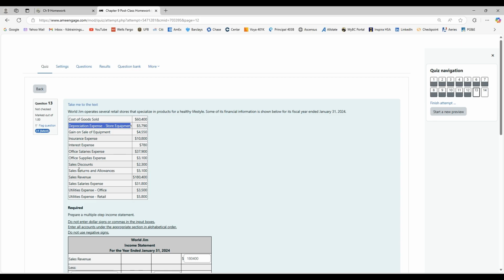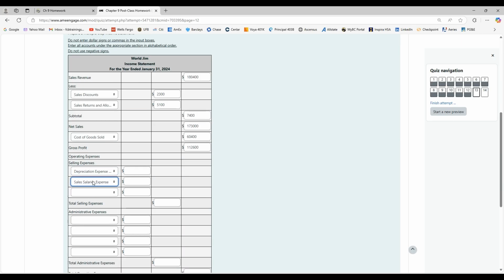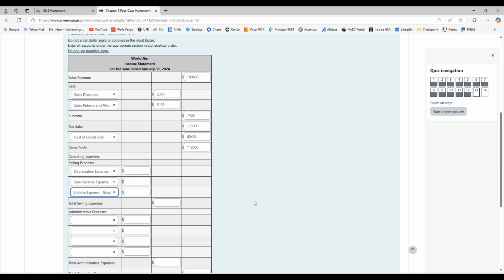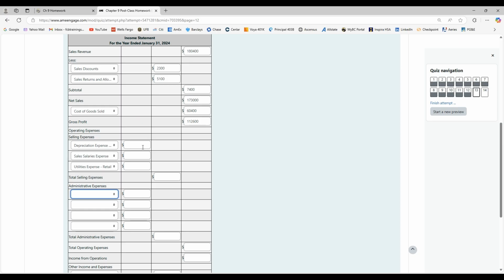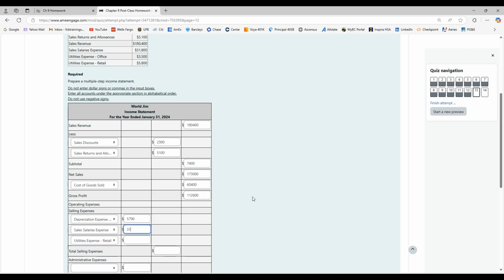The next one will be not office salaries, sales salaries versus utility expense. So S and U. Okay, so I guess they're in alphabetical order? C, E, F, G, H. Okay, so I guess we just go top to bottom here because they are in alphabetical order here as well already. That's kind of handy. And I guess they're here too, so that makes it a little easier. But let's go through and actually put the numbers in. So 5,790. Sales salary was 31,800. Utilities expense for retail.